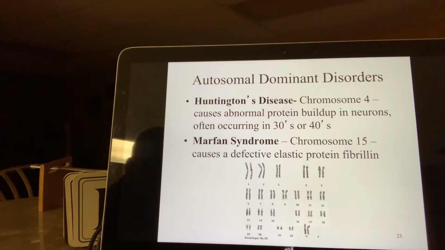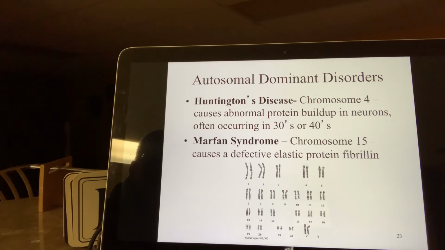Less common, but in many cases more serious, are autosomal dominant diseases. These are diseases in which if you get one of the alleles, you get the disease, as opposed to an autosomal recessive disease where you have to get both of the alleles. Several of these diseases are very serious, one of them being Huntington's disease, which is a disease on chromosome pair number 4, which causes an abnormal buildup of proteins in the neurons, especially in the brain. It causes severe debilitation and death.